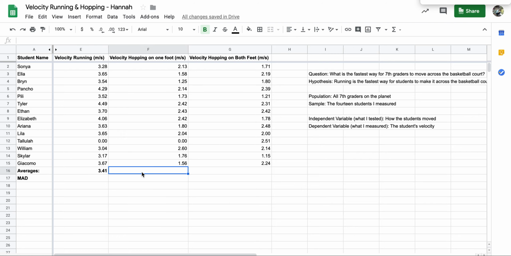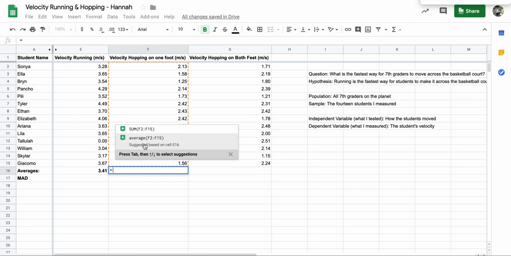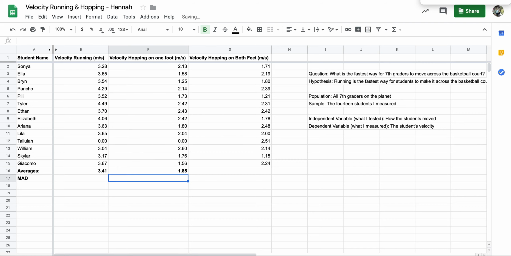Now, if I want to calculate a whole bunch of averages, I could do that exact same process again, but there's also some shortcuts I could do. One shortcut is that Google Spreadsheets actually knows what I've been doing in the past, and it makes some predictions. So if I type equals, it actually suggests for me, hey, do you want to add these up? Do you want the sum of F2 through F15? Or do you want to average cells F2 through F15? And I actually want to average cells F2 through F15, so I could just click that, and it would calculate my average. Hit enter. I've got my average velocity hopping on one foot. That's 1.85.